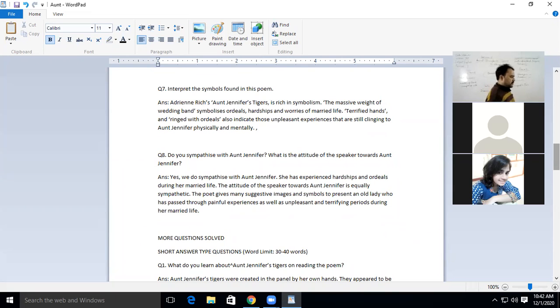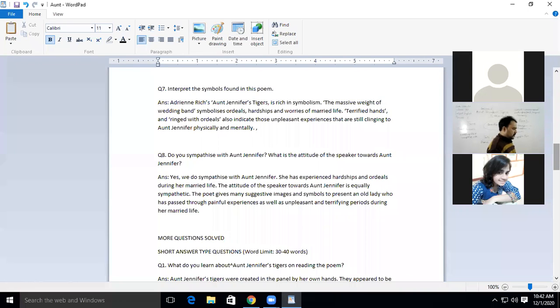Interpret the symbols found in this poem. So what are the symbols found and how can we interpret them? Aunt Jennifer represents the whole woman of the earth and a typical victim of male oppression.